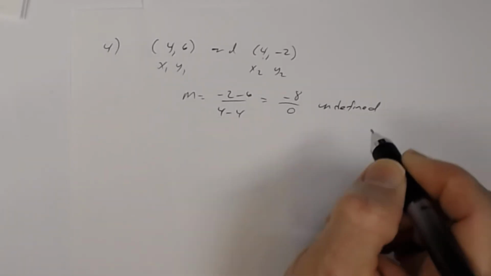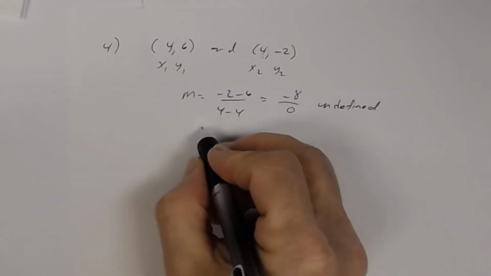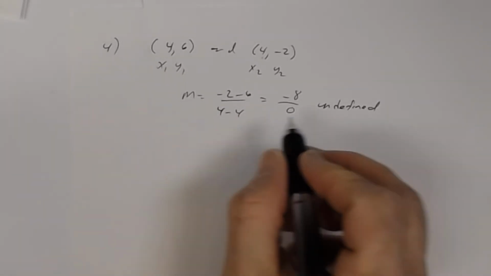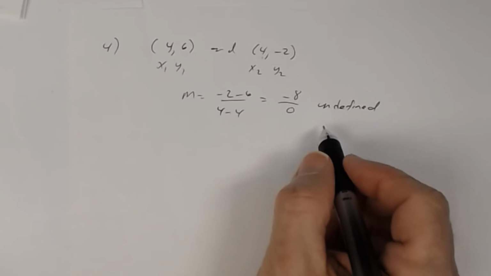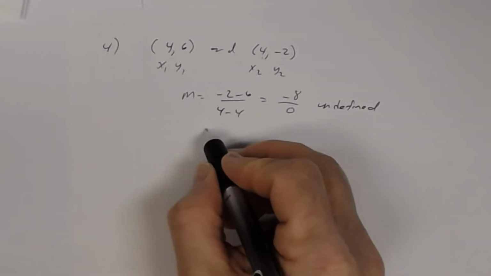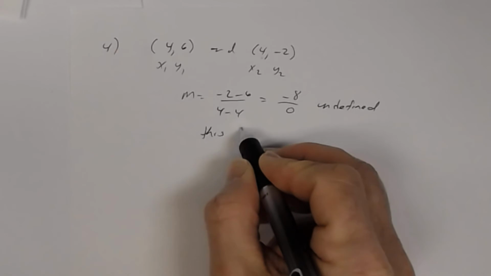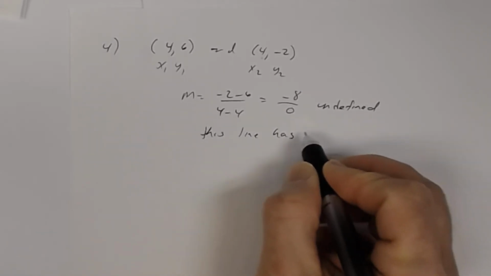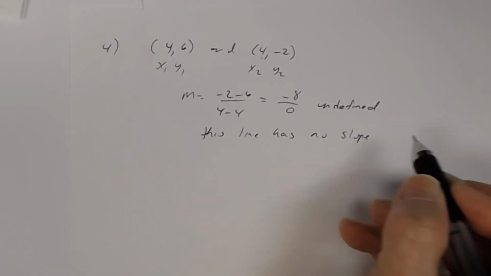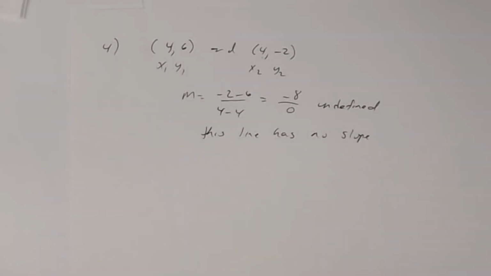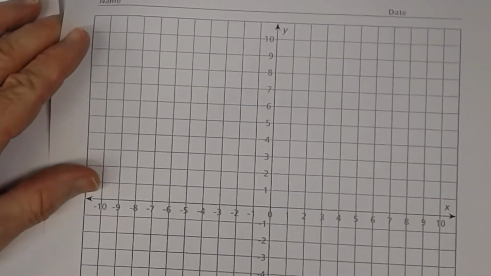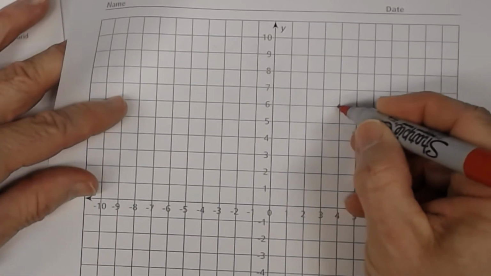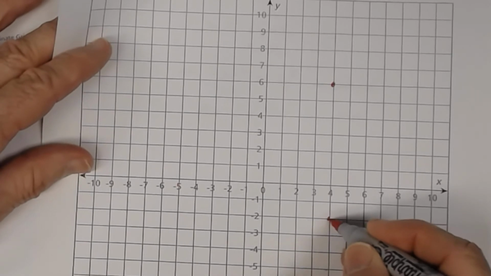Okay? Now what that means is this. That means that this line has no slope. So rather than saying undefined, sometimes we prefer that you say that this line has no slope, which means the slope is undefined. All right? So a line that has no slope, let's look what the graph looks like. If I plot those 2 points, (4, 6) is here, and (4, negative 2) is here. Okay?